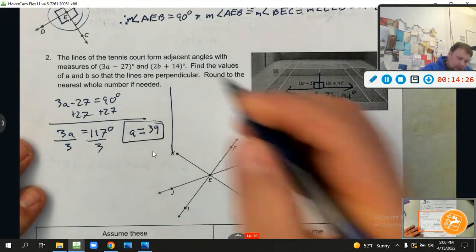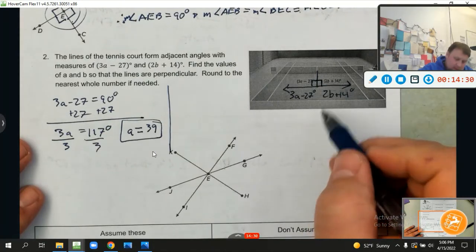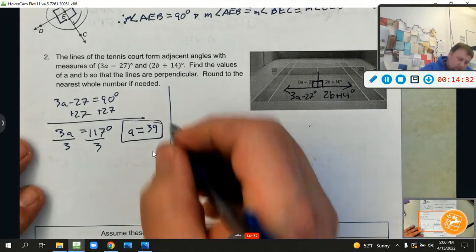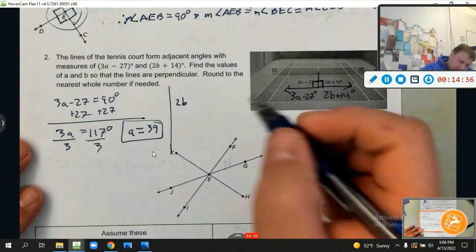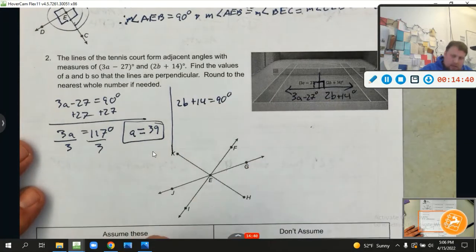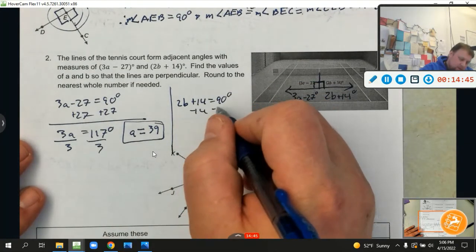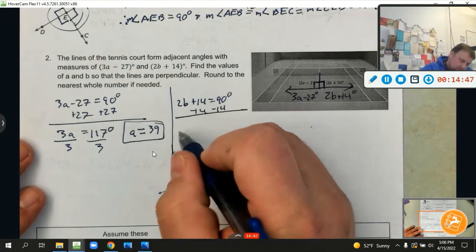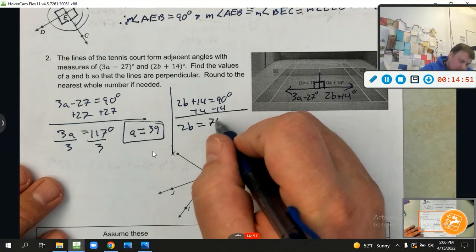Now let's do it for b. Same thing for b, different equation, but it says this side should also be perpendicular, which means it's also 90 degrees. So I'm going to say, all right, 2b plus 14 equals 90 degrees. Boom. All right, subtract 14 from both sides. We get that 2b equals 76.